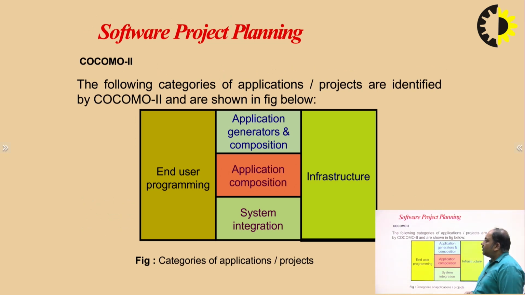Now I come to COCOMO 2. It is the advanced version of COCOMO, in which the project is divided into the following categories: end user programming, application generators and compositions, application composition, system integration and infrastructure. So the project or application is identified by these 5 categories.